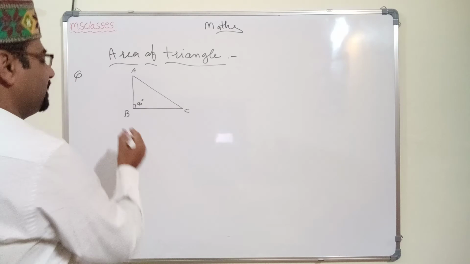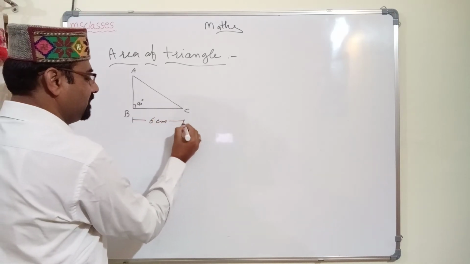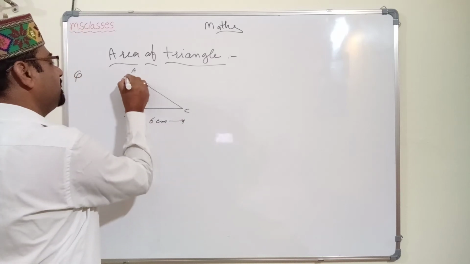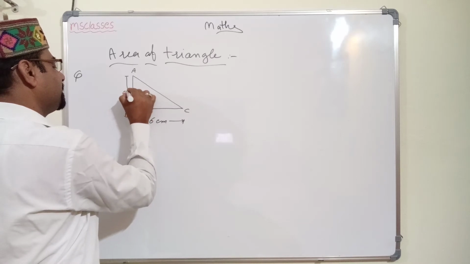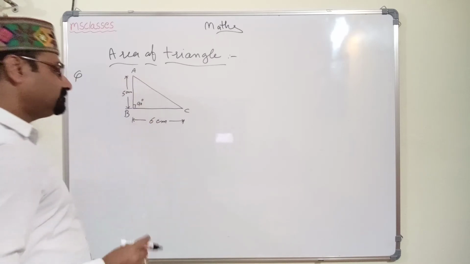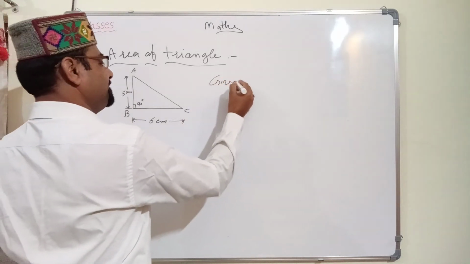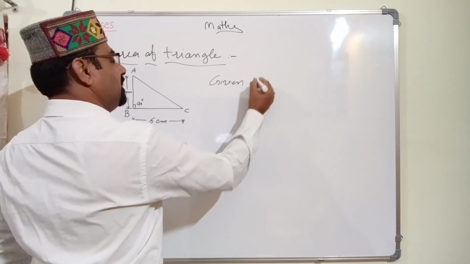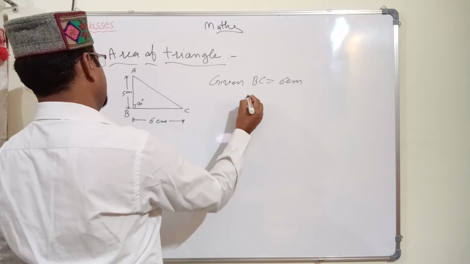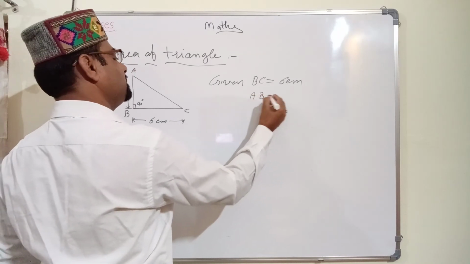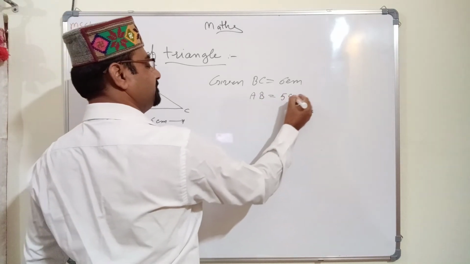Okay, so you have given BC is equal to 6 centimeter and AB is equal to 5 centimeter. Okay, AB is equal to 5 centimeter. So given BC is equal to 6 centimeter and AB, this is perpendicular on base, this is 5 centimeter.